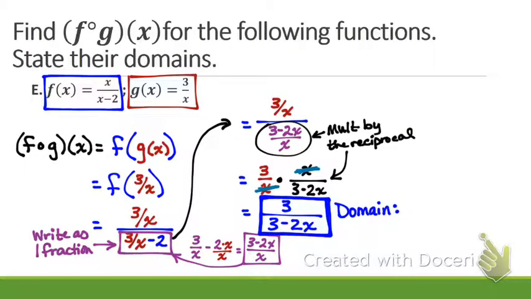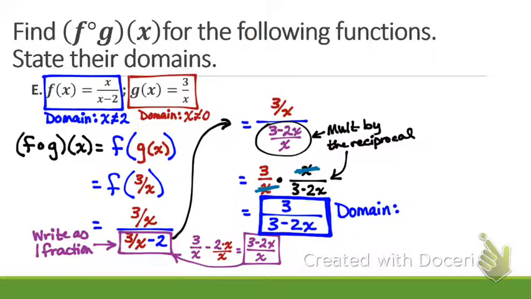I am only allowed to have things in this domain that are allowed in both of the other domains. Are there any restrictions in my function f of x? 2. The only thing that x can't be is 2. What about in my function g of x? 0. X is not allowed to be 0. Are there any new restrictions?